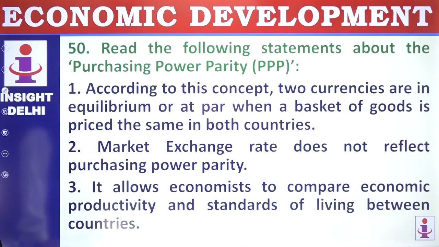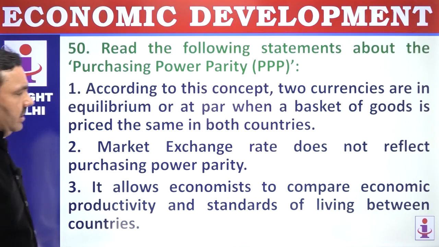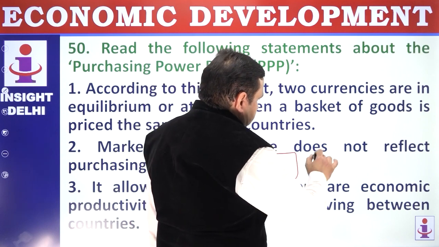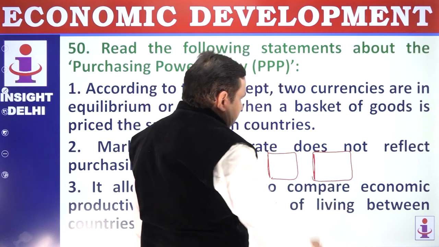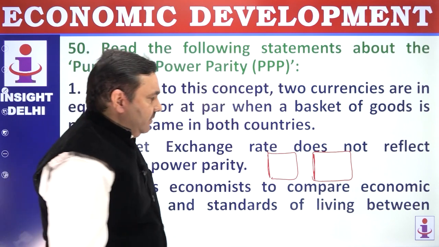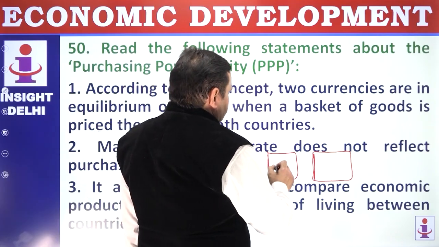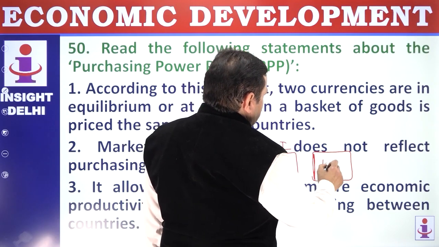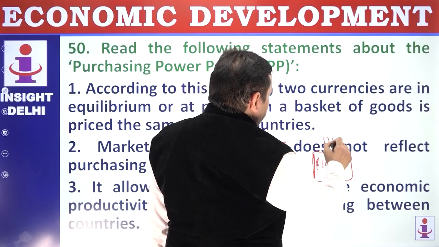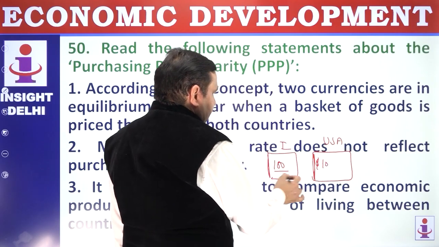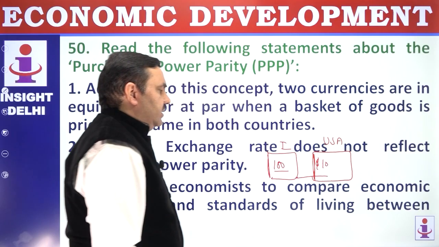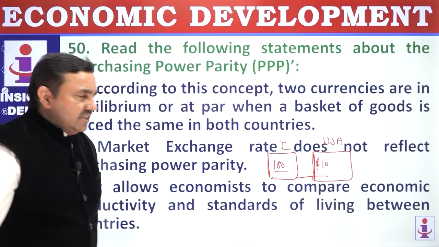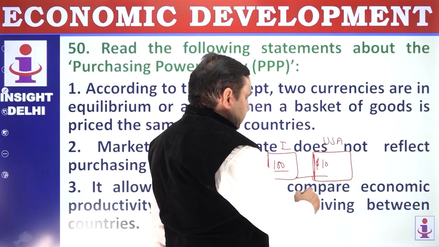50. Read the following statements about purchasing power parity. Purchasing power parity is used to compare the economic strength or the level of prosperity of the people in different countries. For example, if you buy a marker for 100 rupees in India and you buy a marker for $10 in the US, so basically $1 is equal to 10 rupees. Actually, in terms of exchange rate, this might be 20, 30 or 50.